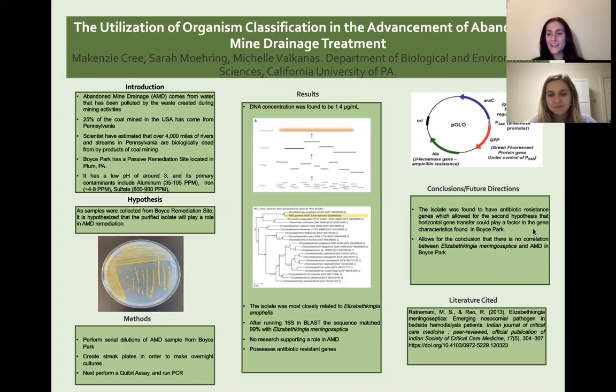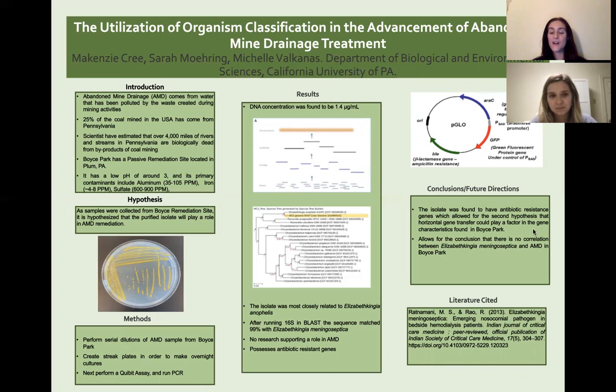Today we are going to present to you the utilization of organism classification in the advancement of abandoned mine drainage treatment. For some background before we begin, abandoned mine drainage comes from water that has been polluted by waste created during mining activities. Because the state of Pennsylvania produces 25% of all the coal mined in the US, this is an issue that is very relevant for us.